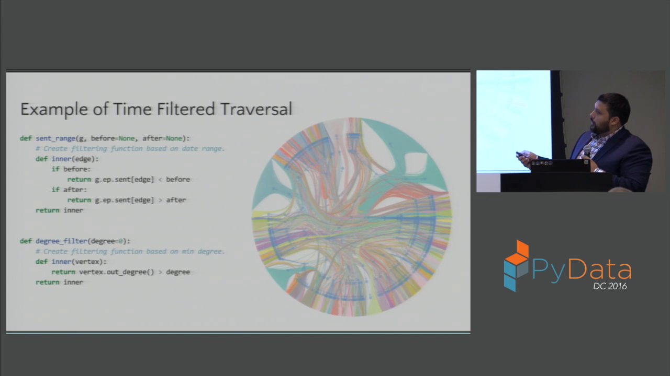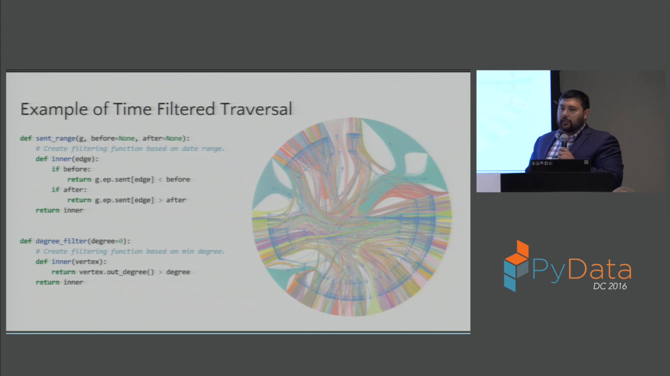So here's what we're going to do. We're going to do a time filter traversal, and you're going to see your first example of subgraphing here. So the way that Graph Tool works is it creates a view, which is essentially a new graph that has pointers to the vertices that match some filter property. And you can have either vertex or edge filters.